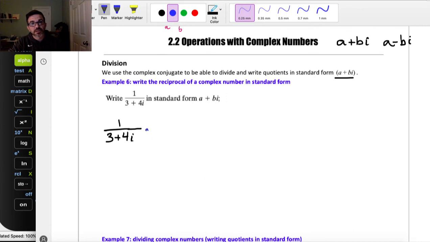So I'm going to multiply by the conjugate, and the conjugate is going to be 3 minus 4i. But remember, I can't really just multiply by that because that's going to change the value. So I have to multiply by 3 minus 4i over 3 minus 4i, and this is really just equal to 1. Keep in mind that this expression here is equal to 1. So I'm going to multiply by the conjugate.